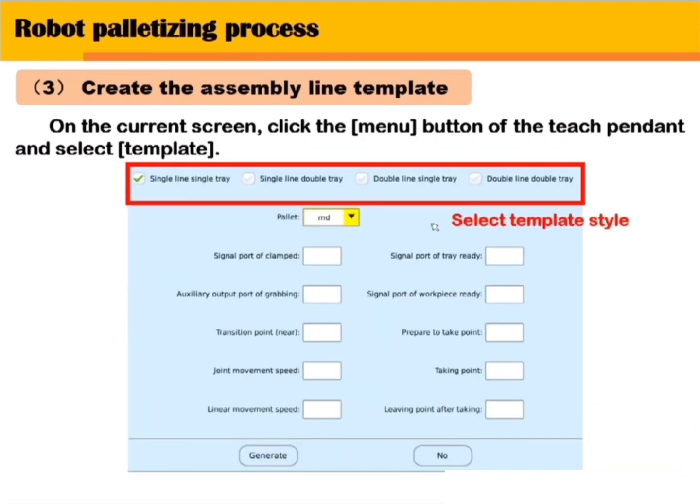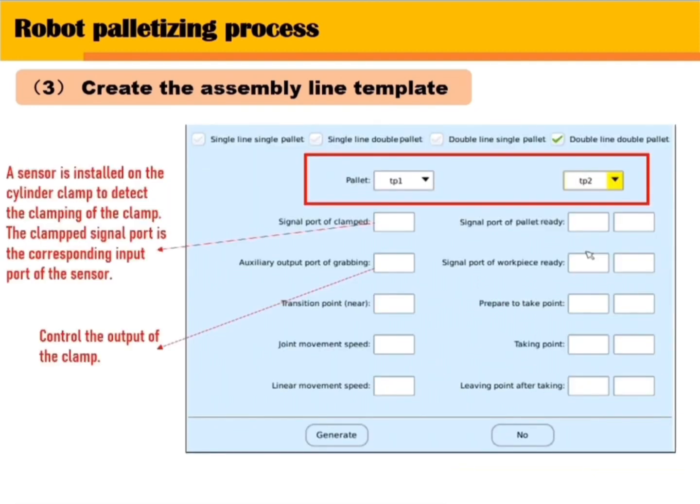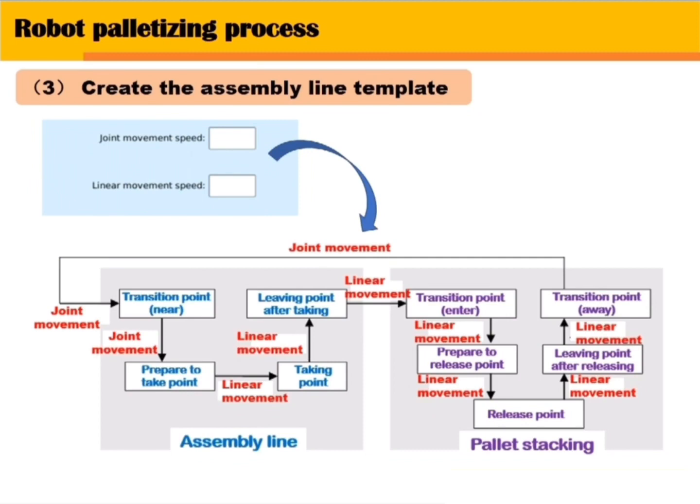3. Create the assembly line template. On the current screen, click the menu button of the Teach Pattern and select the template. First, select template style. Then, it's necessary to select the corresponding palletizing process package, and then set each input and output signal. The program movement speed should be set here.